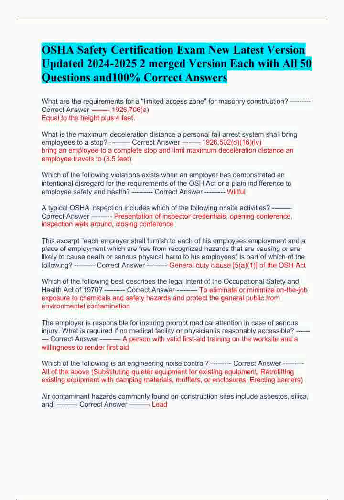What are the requirements for a limited access zone for masonry construction? Correct answer, 1926.706, equal to the height plus 4 feet.